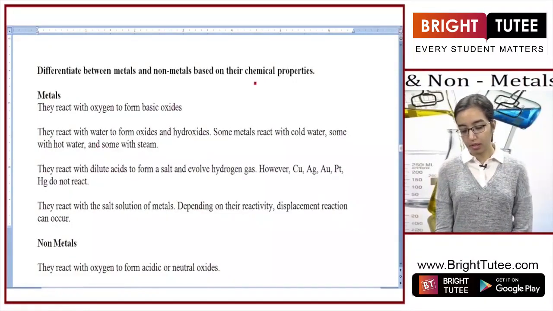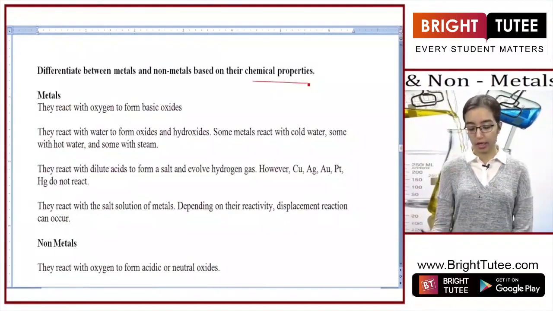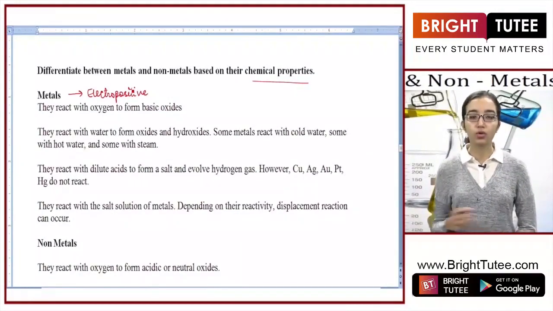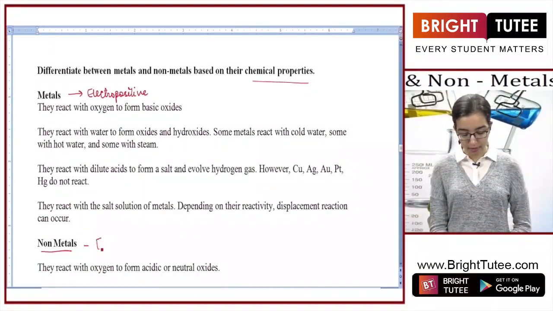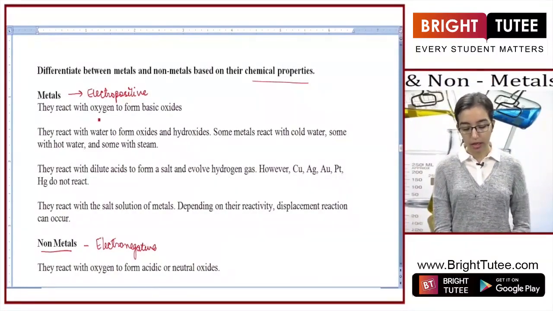Differentiate between metals and non-metals based on their chemical properties. Now we know that metals have extra electrons, so metals are electropositive in nature. They have 1 to 3 extra electrons in their outermost shell, whereas non-metals are electronegative in nature. They tend to take electrons from other elements to form compounds. So because of this, metals react with oxygen to form basic oxides. They react with water to form oxides and hydroxides.